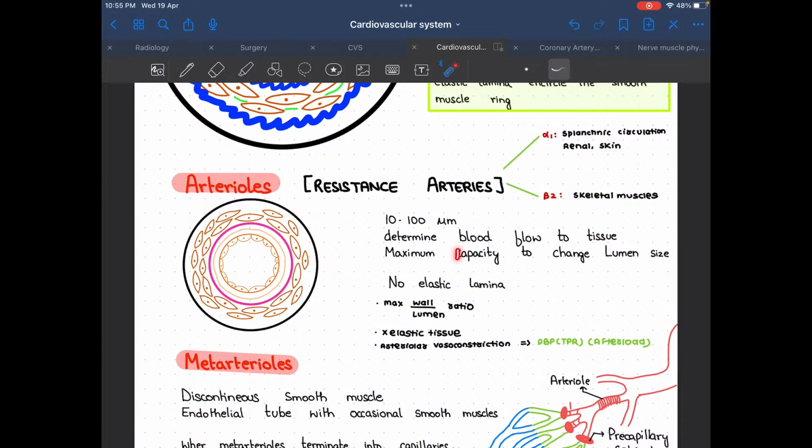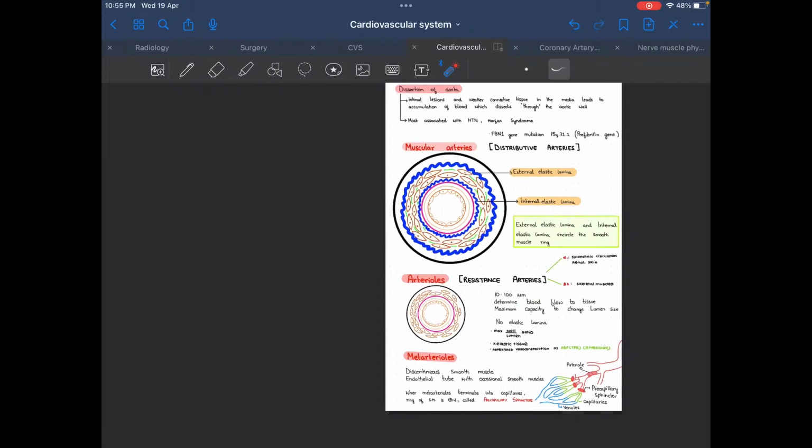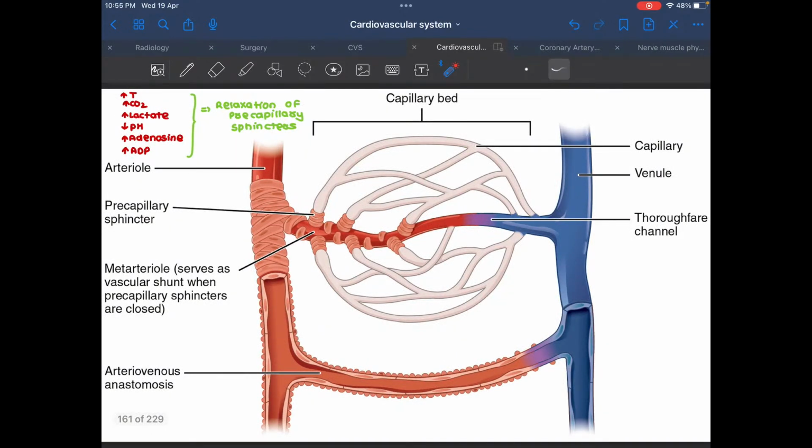Arterioles जो है they measure about 10 से लेके 100 microns, and they're going to determine the blood flow to the tissue by serving as the resistance arteries, by contributing to something known as your afterload, by contributing to something known as your diastolic blood pressure. Okay, all of that can be happening. What about these meta-arterioles? Okay, for that we need to understand what is this meta-arteriole, pre-capillary sphincters, and all of this that is happening. So I would like to use this diagram.